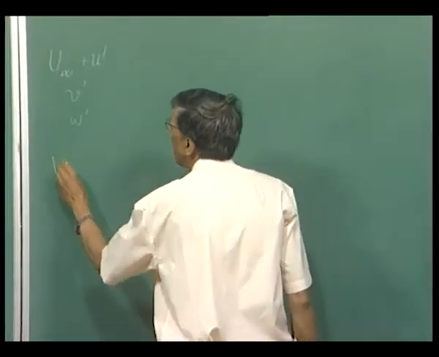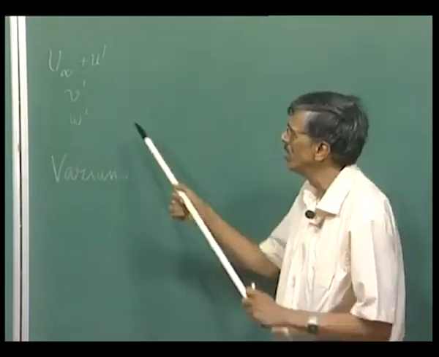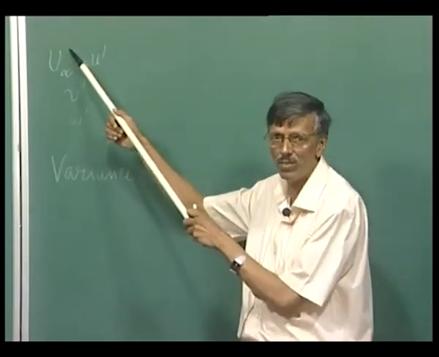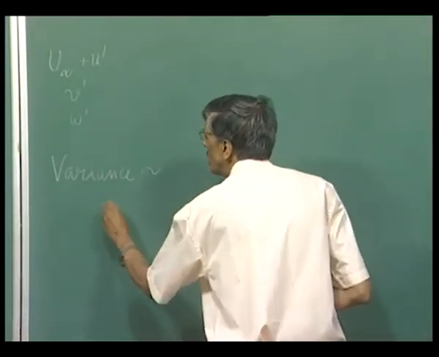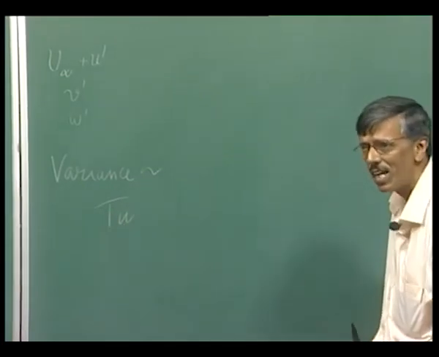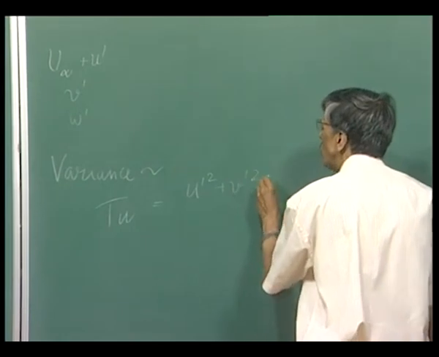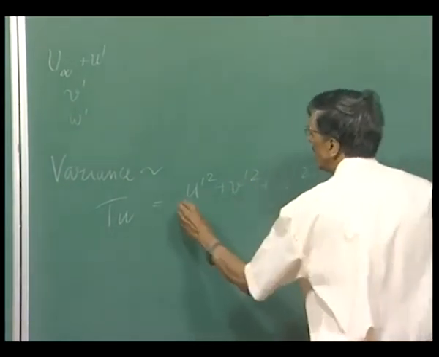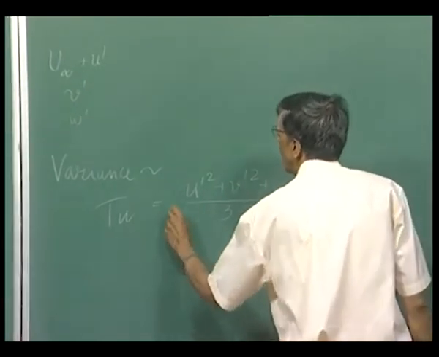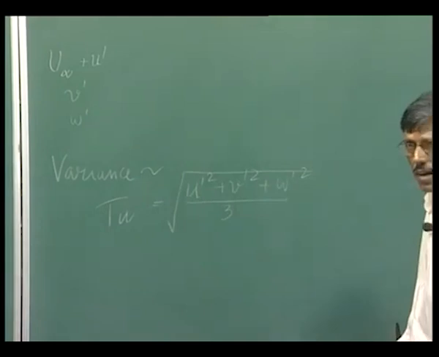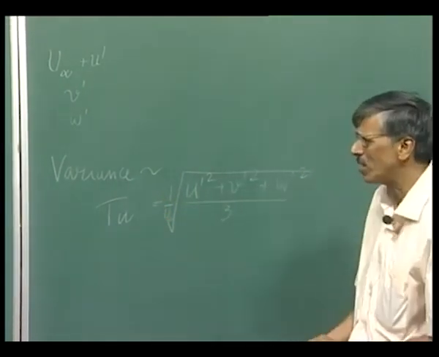Then I could define the variance. What about the mean? Mean is straightforward. These are truly random quantities, so the mean will come out as u infinity. The variance goes as given by the turbulent intensity that we talk about, which is nothing but u infinity square plus v infinity square plus w infinity square divided by 3, and then I take the square root of that. I non-dimensionalize with respect to u infinity. So, that is what we are saying.